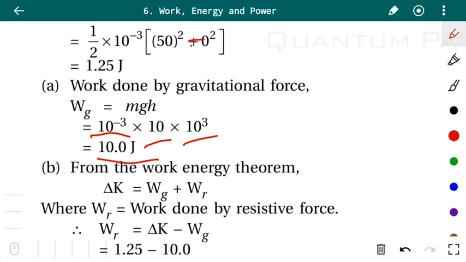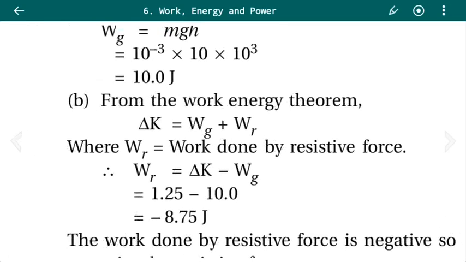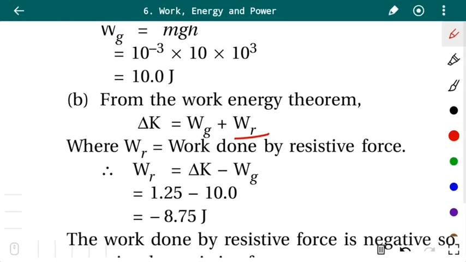Now here from the work energy theorem, we can write change in the kinetic energy equals work done. So the work done by the gravitational force as well as the resistive force, the total work done is Wg plus Wr, which equals the change in kinetic energy by the work energy theorem. From this equation, we can take Wr as the subject and write Wr equals delta K minus Wg, because here we need to find the work done by the resistive force.